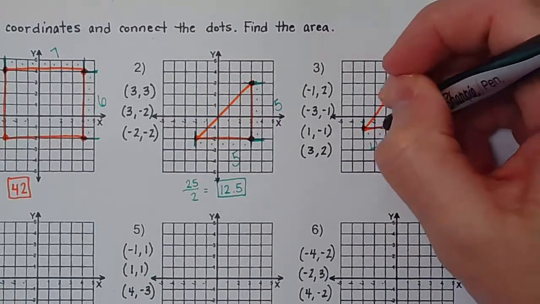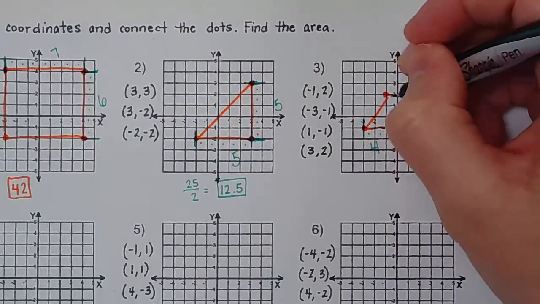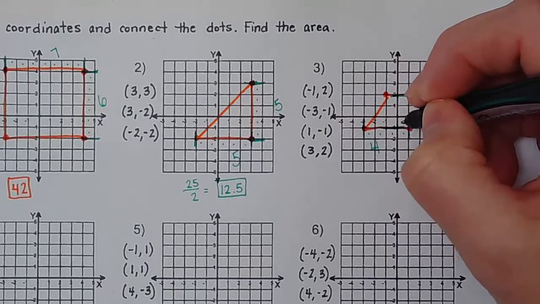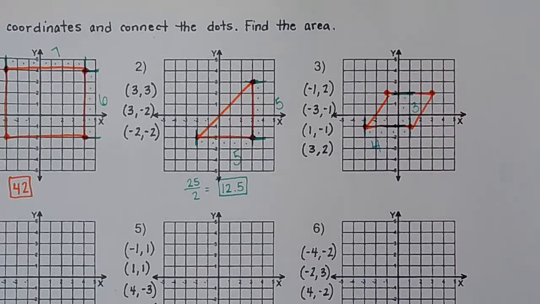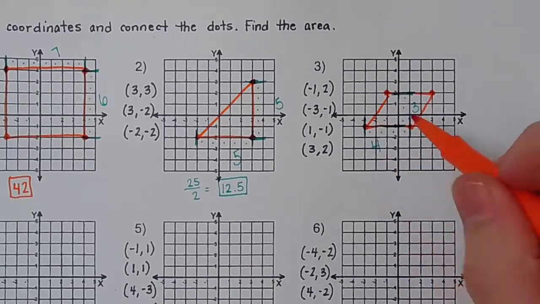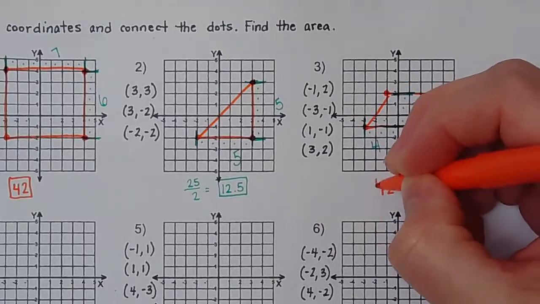So in other words, from the bottom to the top, how many squares do we have? 1, 2, 3. So my height is 3. If you remember the formula for area of a parallelogram, it was base times height. So 4 times 3 leaves you with 12.